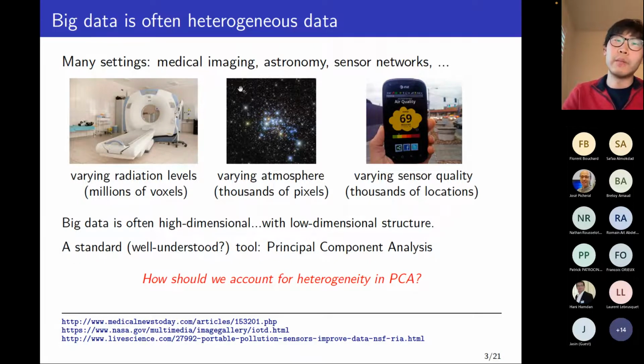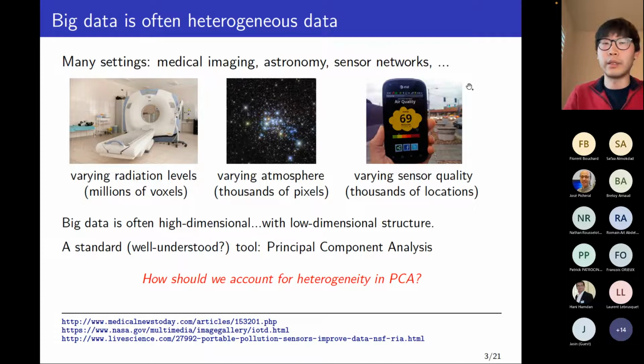A second one here in the middle comes from astronomy. In some of our other work, we've looked at data from the Sloan Digital Sky Survey, which is this huge survey of the night sky. Due to a variety of different effects, including, for example, a varying atmosphere, some of their measurements are more noisy than other measurements. And then finally, we've also looked at air quality data.